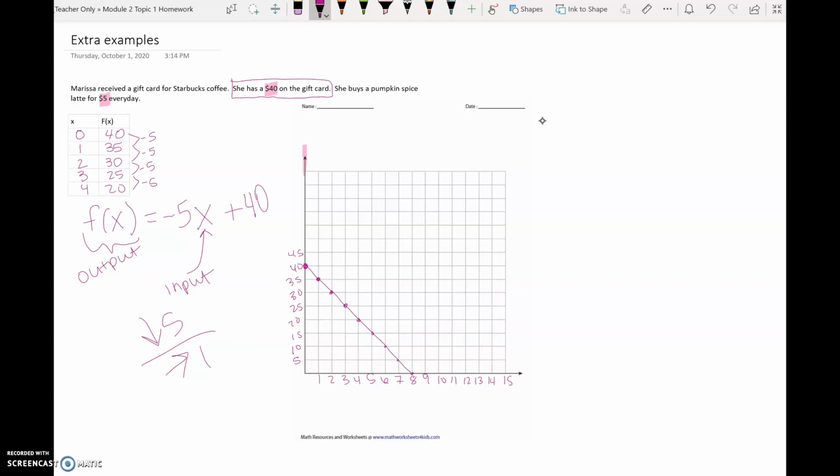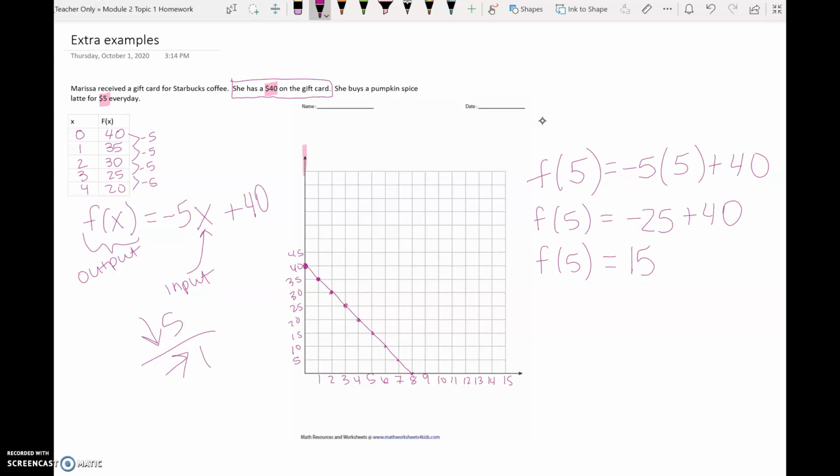Let's also talk about finding a specific input. Let's say I wanted to know how much I had left on my gift card at day 5. I have an equation, and I'm going to replace x with 5. If I'm on day 5, I spent $5 each day to get there. So I spent 5 times $5, which is -$25 because I spent it. If I add that to my $40 balance, that means on day 5, I have $15 left.